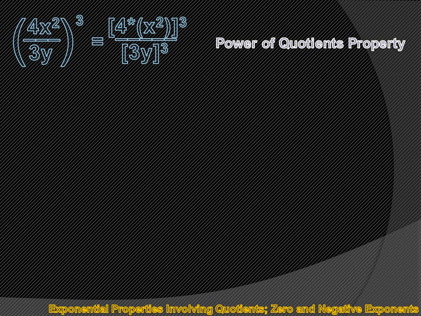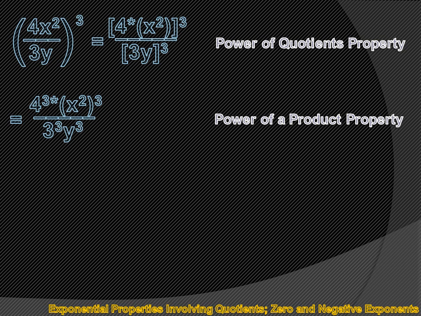Well, what do I do next? I've got 4 times x squared all raised to the third power, and then I've got 3 times y all raised to the third power. Well, that's kind of like the power of a product situation. So what I want to do is distribute that power of 3 to both the 4 and the x squared, and then also to both the 3 and the y. And it'll become 4 to the third times x squared cubed divided by 3 to the third times y cubed. And again, that's the power of a product property.